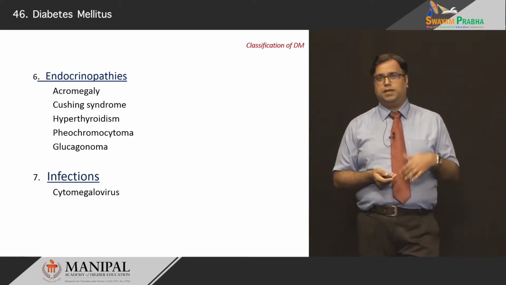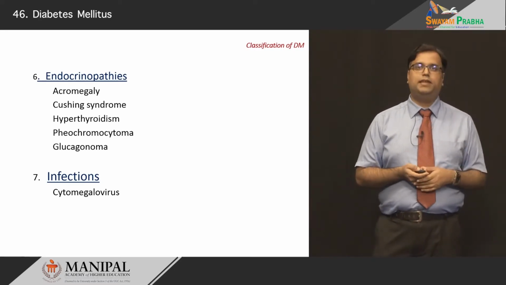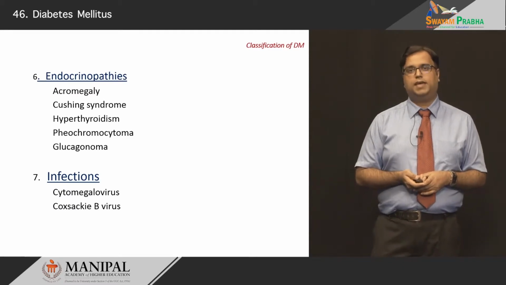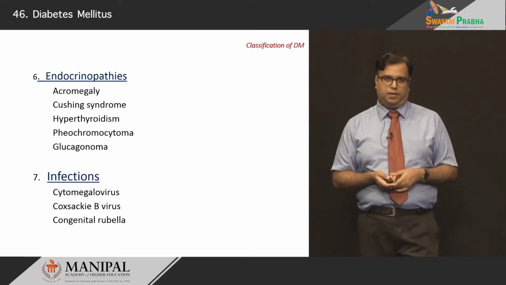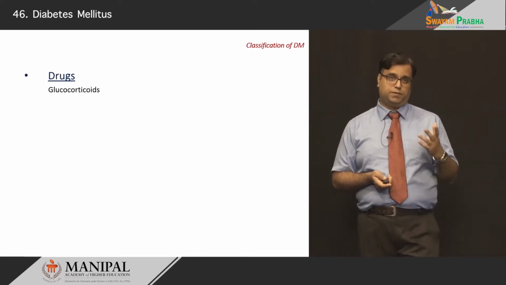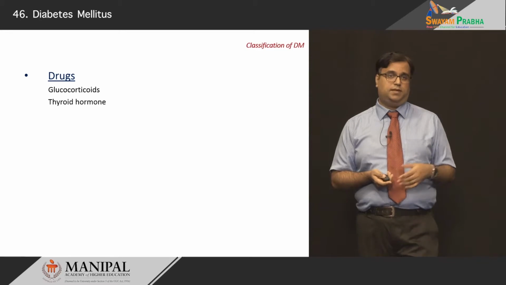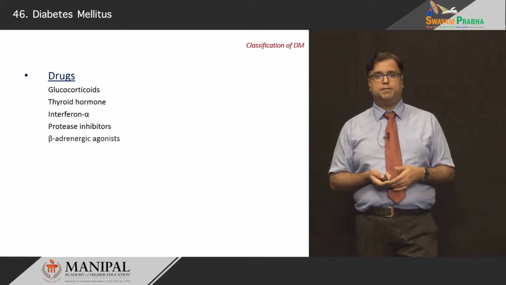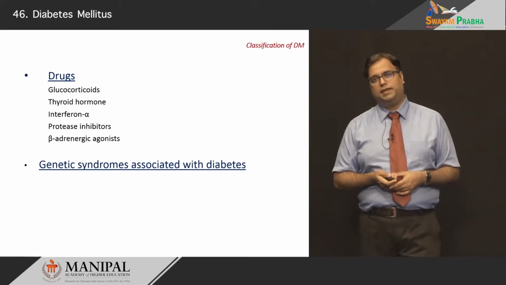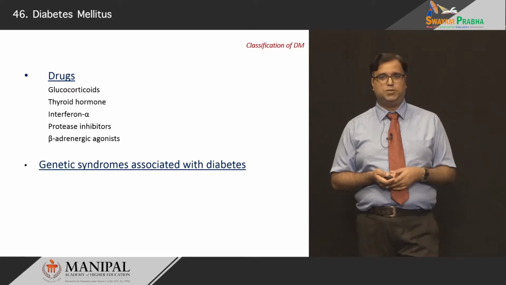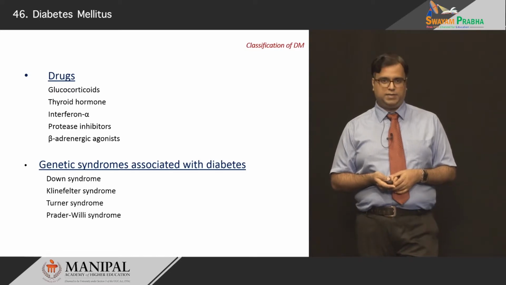Infections are very important because they can augur in type 1 diabetes or even type 2 diabetes to some extent, such as viral infections caused by cytomegalovirus, Coxsackie B viruses, and rubella. Congenital rubella is the most known of the lot. To finish the list, you have some other causes like drugs. Of course, we are in the era of pharmacotherapeutics and pharmacology, right? So, you have steroids, thyroid hormones, interferons, protease inhibitors. There's a litany of them, and I've just selected a few. These can all be implicated in secondary types of diabetes. Some genetic syndromic associations such as Down, Klinefelter, Turner, and Prader-Willi are also associated with diabetes.